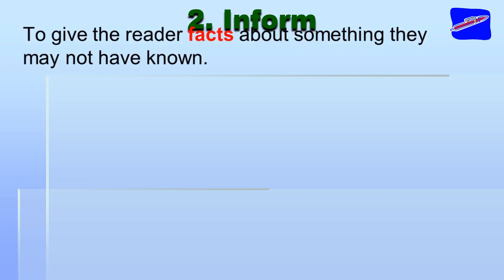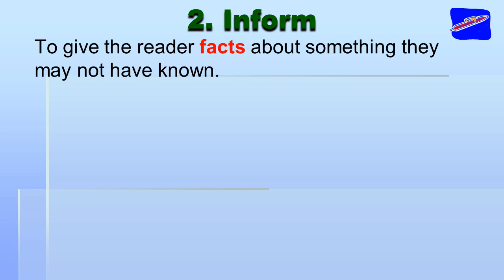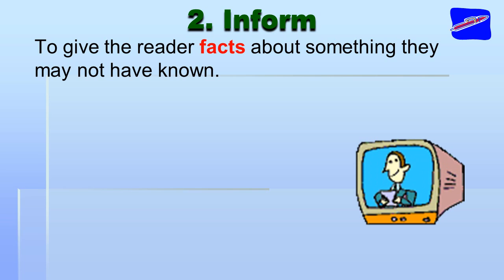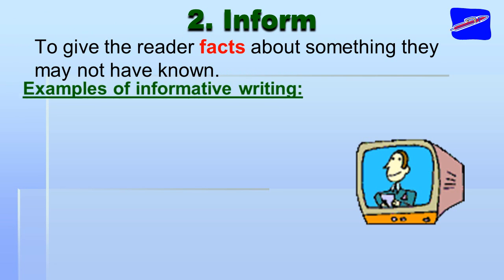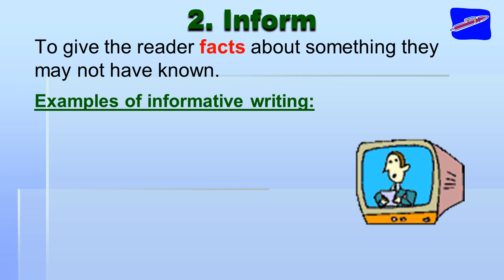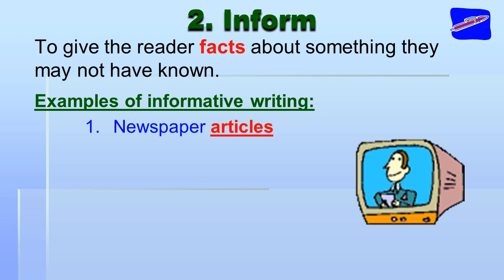Our second type of author's purpose is to inform. To inform means to give a reader facts about something they might not have known. For example, the types of things that you might see when watching the news. Some examples of informative writing are newspaper articles. Now, these aren't to be confused with newspaper editorials. Newspaper articles, which is the majority of what you'll see in the newspaper, do not contain opinions, and they're designed solely for the purpose of informing.